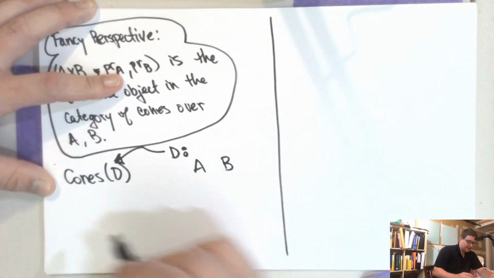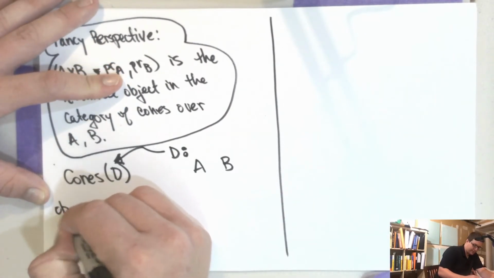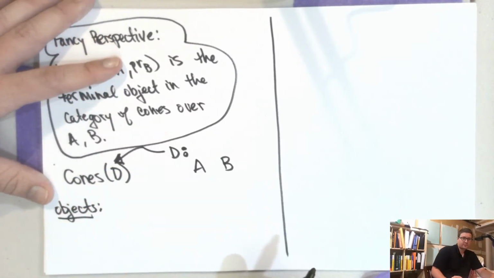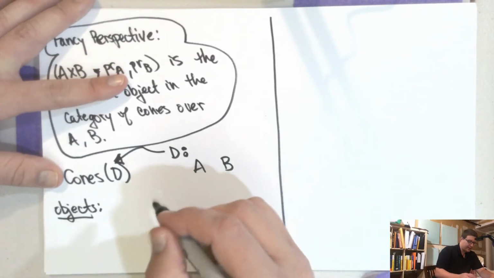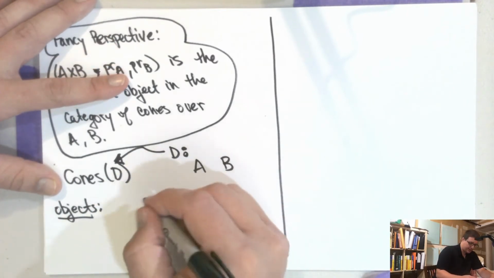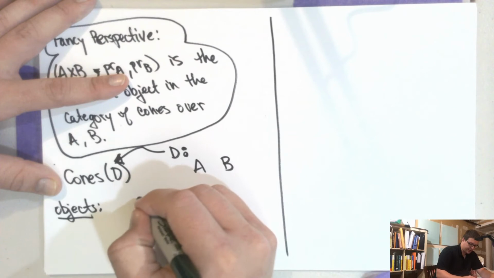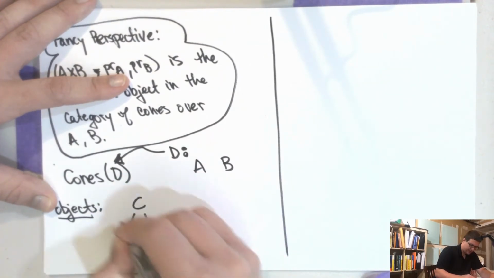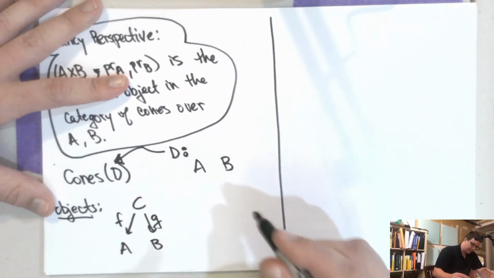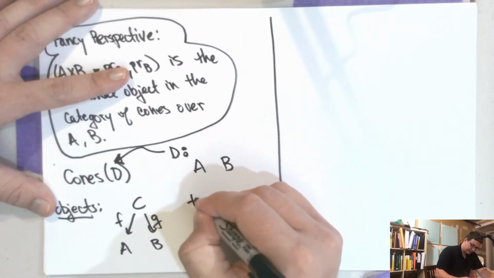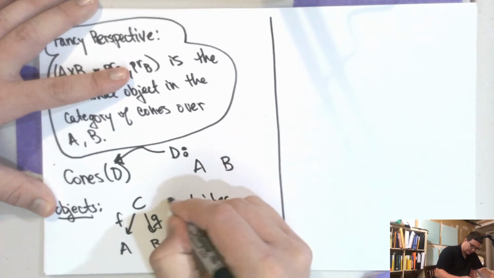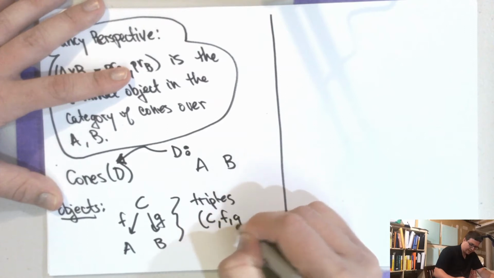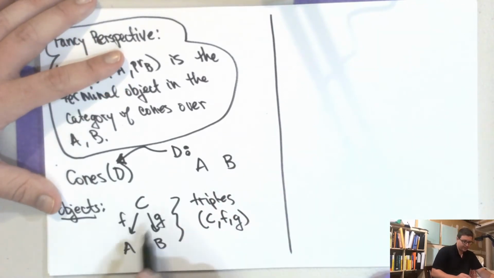But cones D, what is this thing? The objects in this particular case for this diagram are these C's with maps to A and B. So they're triples. What is another way of saying this? This is a triple C, F, G, consisting of two maps like this.